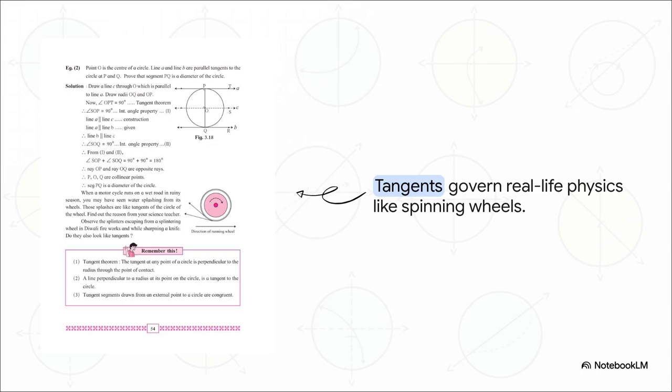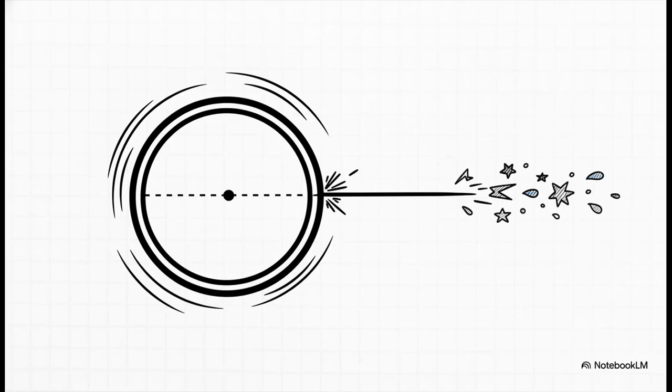So, why does all this abstract geometry matter in the real physical world? Well, think about riding a motorcycle on a wet road. As the tire spins quickly, water droplets splash off. Those droplets travel exactly along tangent lines. The very same physical rule applies to the glowing splinters escaping a spinning Diwali firework, or the bright sparks flying when a metal knife is pressed against a rotating sharpening stone. Physics beautifully illustrates our geometric theorems right in motion.